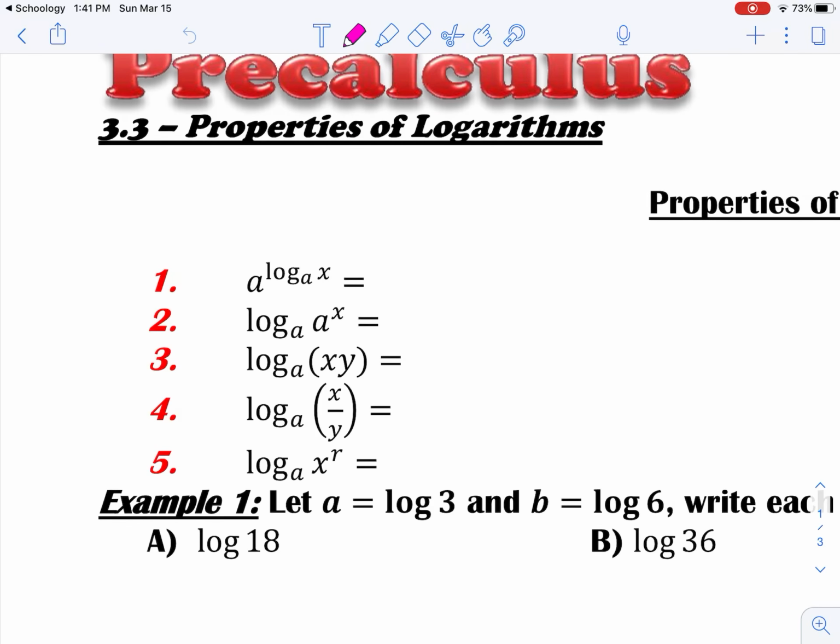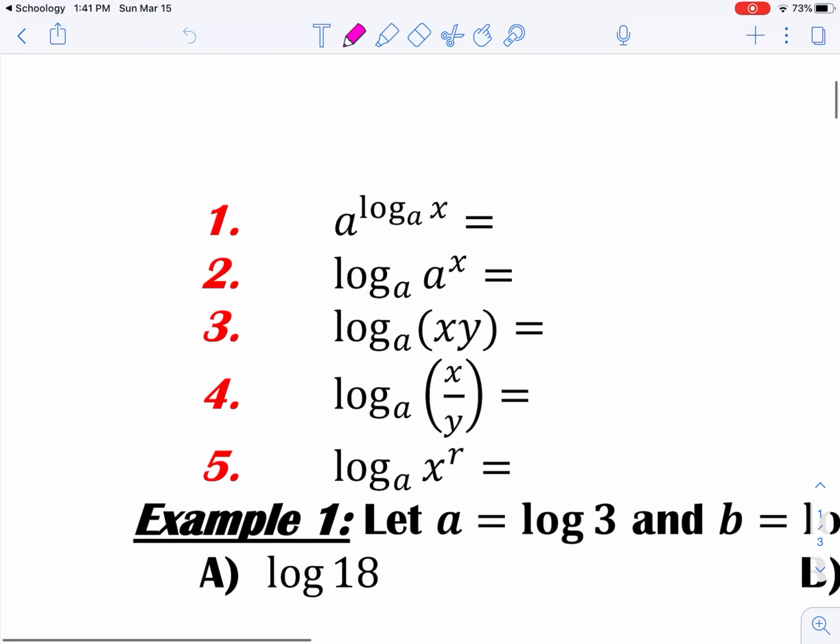Okay, so what we're talking about today is properties of logarithms. The first property that we have here is a to the log base a of x equals question mark.